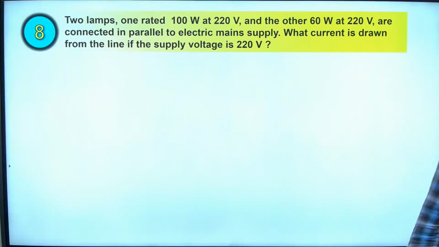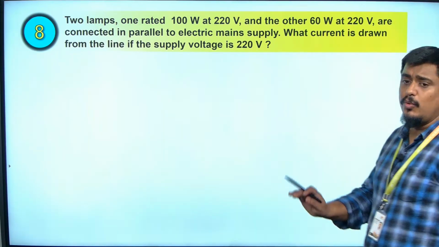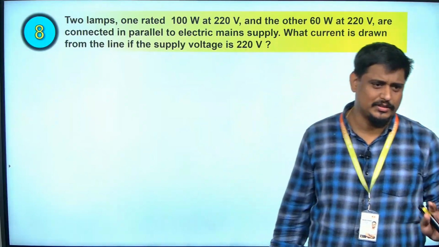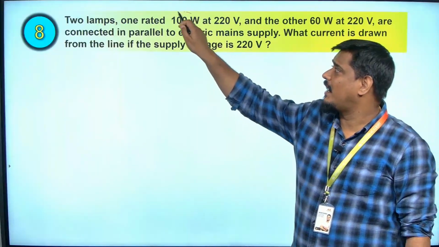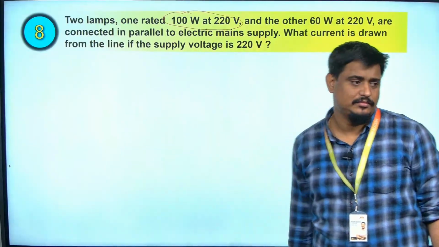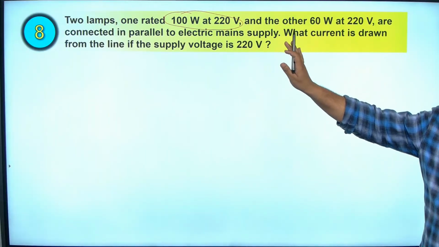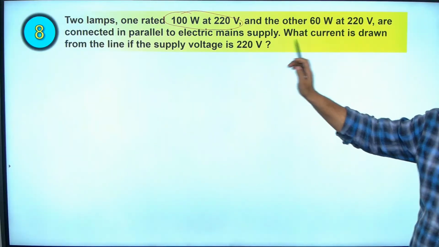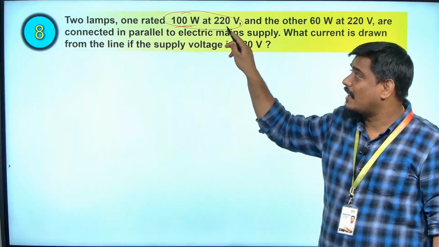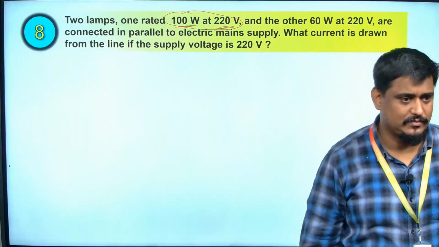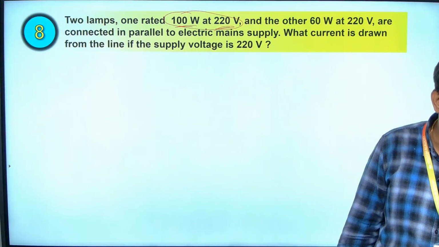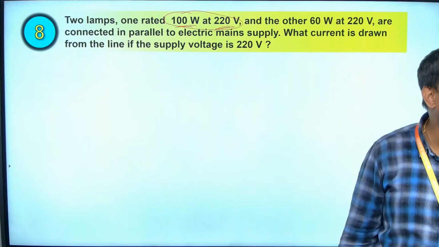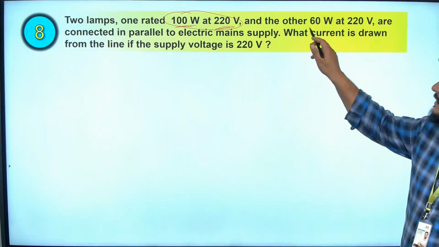Before we wind off for today's class, please pay attention. Last question. There are two lamps. One is rated 100 watt and 220 volt. This is called the power rating. Power rating means what is the device's power and at what voltage it will operate. If the power rating is 50 watt 220 volt, it means it has a power of 50 watt and it will be operating at 220 volt. Same way, this has 60 watt 220 volt.